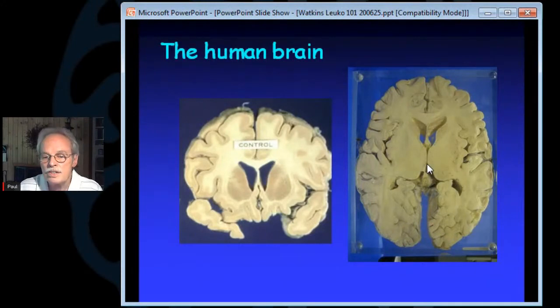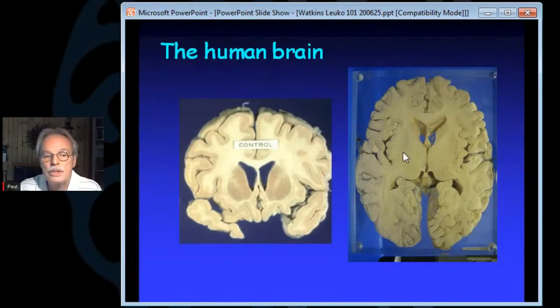This is a horizontal section again through the brain. You can't see the white. The white doesn't look quite as white, probably because this is an older specimen. You can see it's encased in plexiglass. It's probably preserved in an anatomy lab somewhere. But you get the idea.